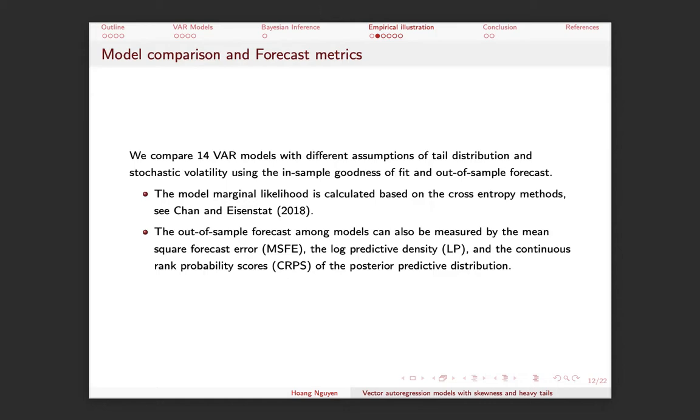And in order to compare among 14 models, we will calculate the marginal likelihood for the in-sample goodness of fit. And for out-of-sample forecast, we will compare the point forecast using the mean square forecast errors, and the density forecast using the log predictive density and the continuous rank probability score, the CRPS.